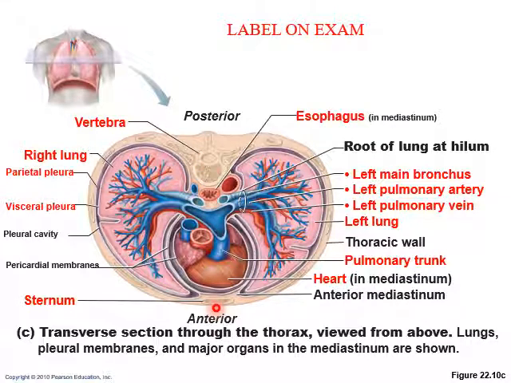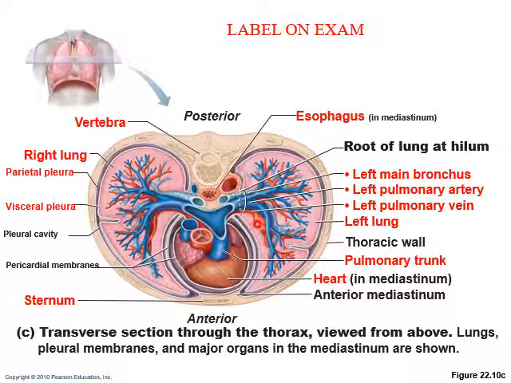So front to back, let's run that again. You've got sternum, heart, pulmonary trunk, pulmonary arteries, left and right, primary bronchi, left and right, esophagus, and descending aorta, vertebrae. Okay? All right, let's see if there's anything else.